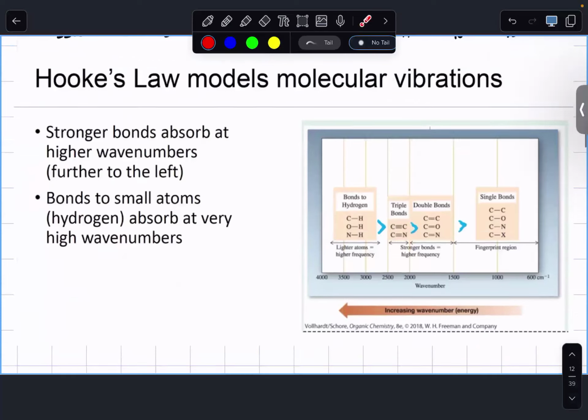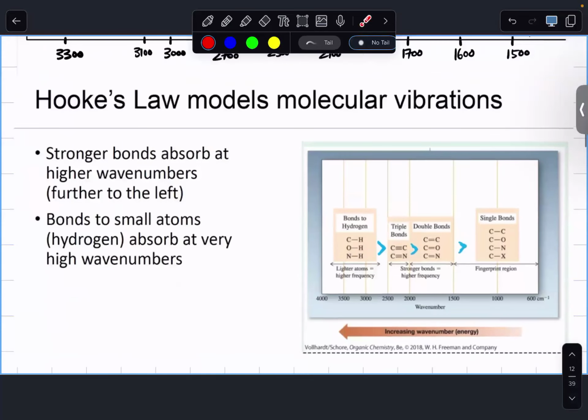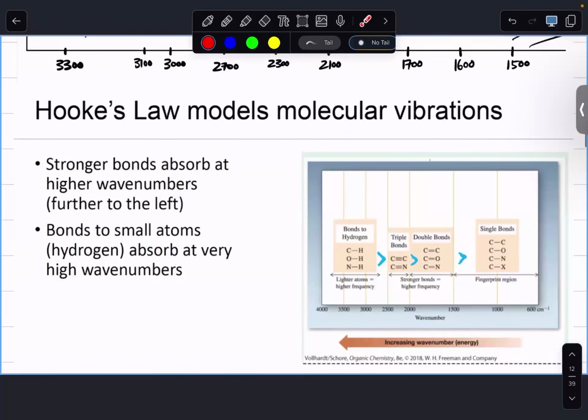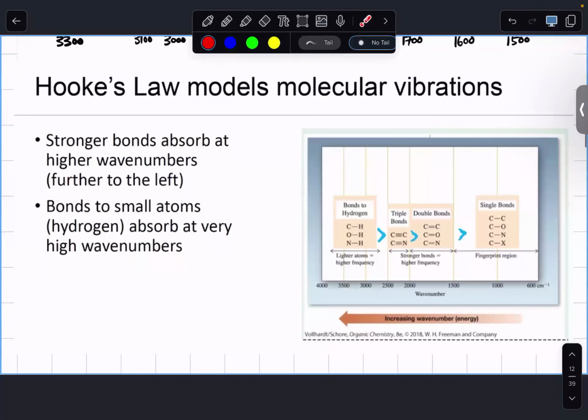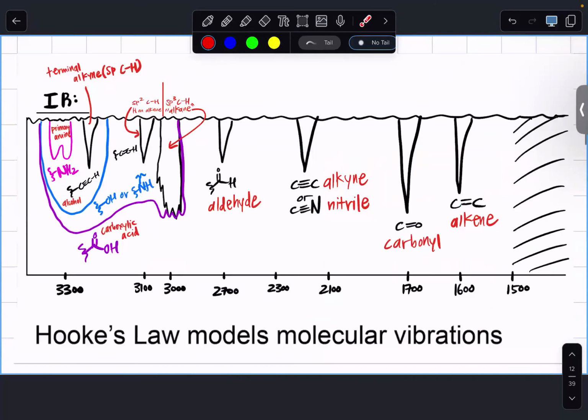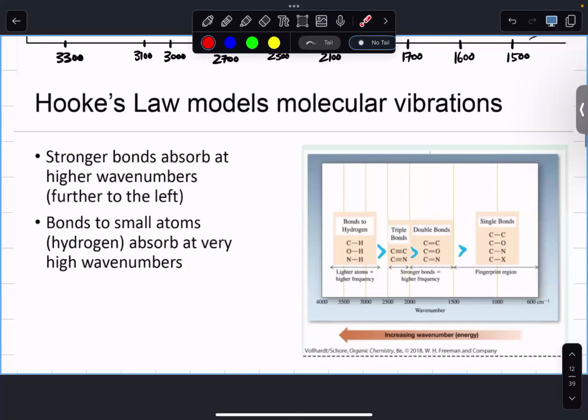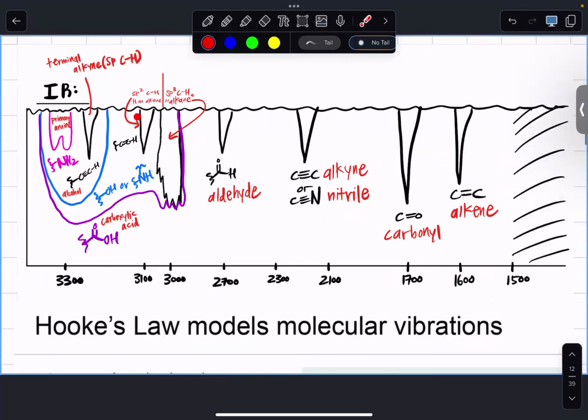Some theory stuff. I think this is going to be tested as multiple choice. Stronger bonds absorb at higher wave numbers. Like we see here, these are the strong bonds, like NH2, OH, carboxylic acids. All those strong bonds are higher in the IR. Bonds to small atoms like hydrogen absorb at very large wave numbers as well. Hydrogen bond, hydrogen bond, very big wave number.